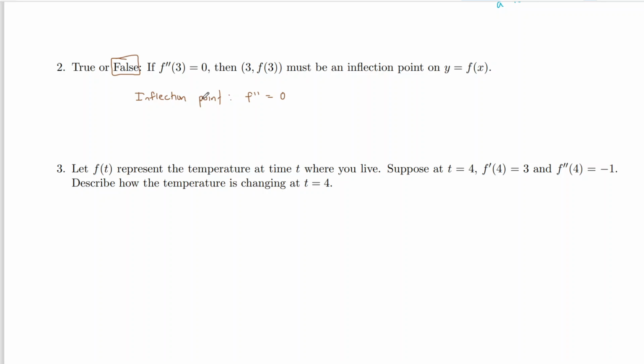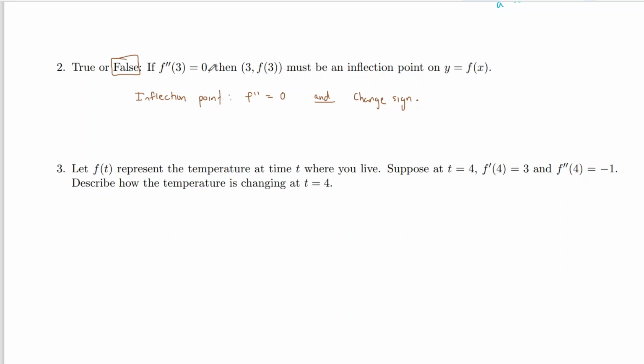The second derivative must equal 0 and change sign. So it has to go from concave up to concave down, or concave down to concave up. Now this problem doesn't tell us anything about that. It could be an inflection point because it could change sign, but it could also not change sign.